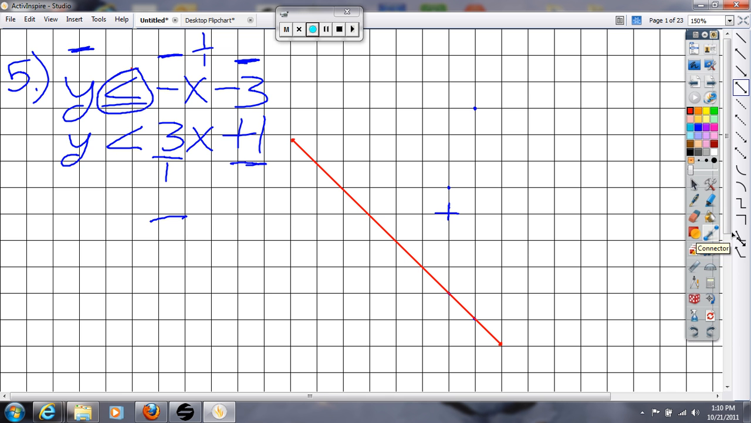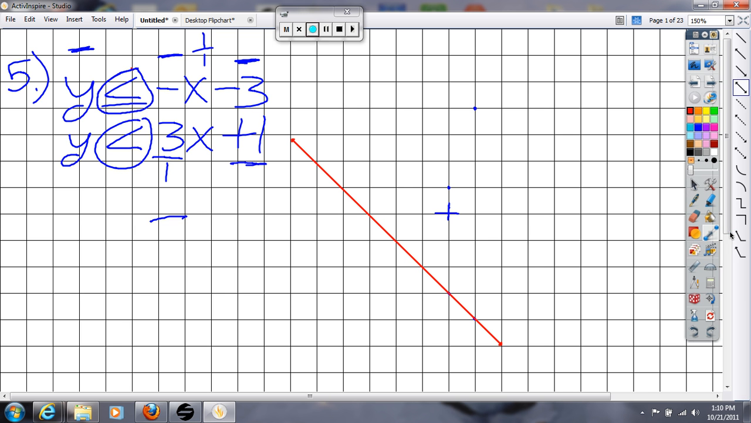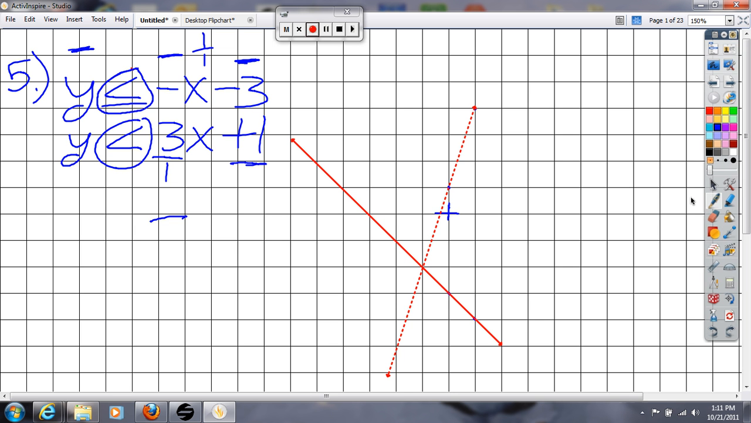Now I need a line. But this time, the inequality does not have an equal sign underneath, so we don't have a solid line, we have a dotted line. So our line is going to look like there. So we have a line.